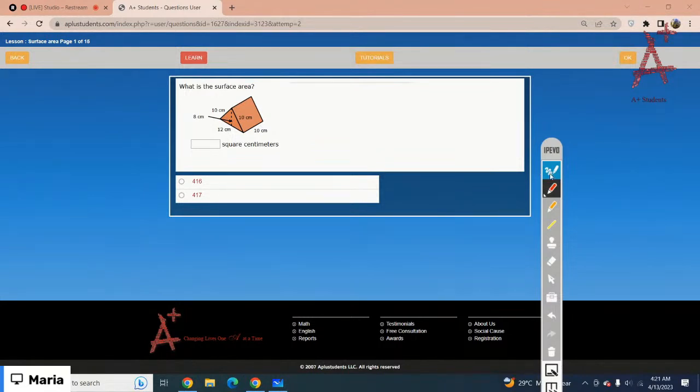Okay, just look at the faces. Got it? So it has two triangular faces and 3 rectangular, 5 faces total. So for the triangular faces, let's just calculate the area. It would be half times base times height. Half, base is 12 and height is 8. 12 times 8 is 96 and 96 over 2 is 48. Got it? That would be the area of one triangular face.